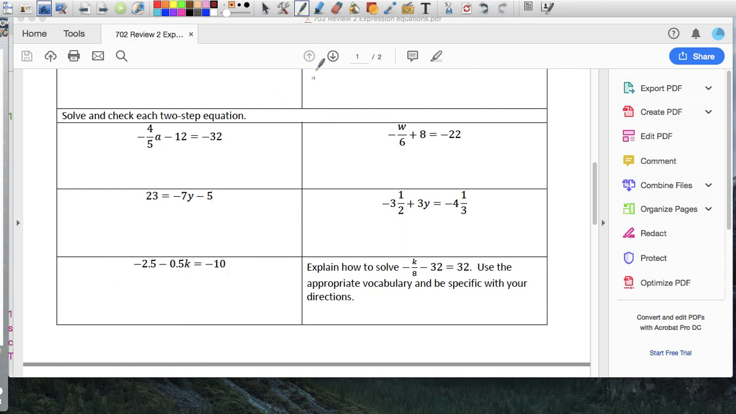So you can also use the video for the first review sheet. And just make sure you're specific in your explanation.